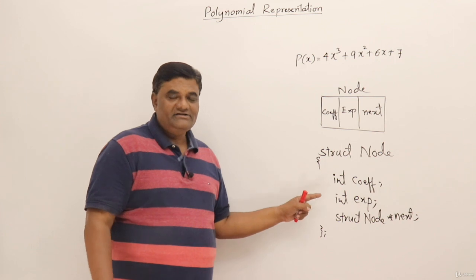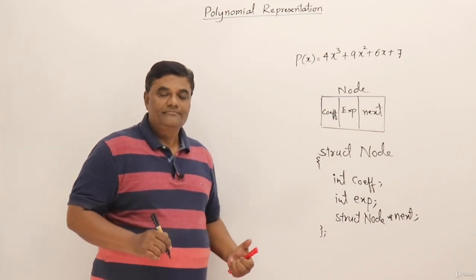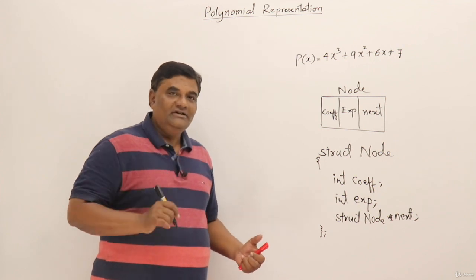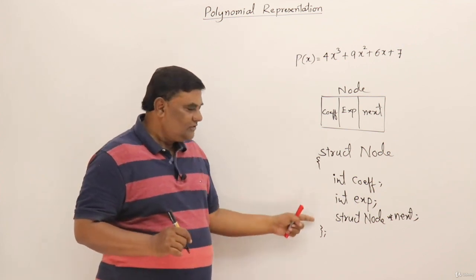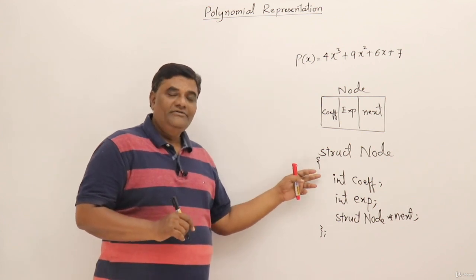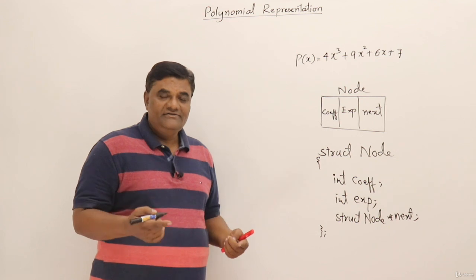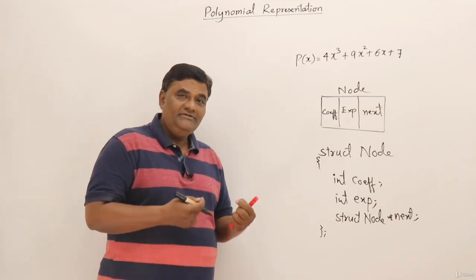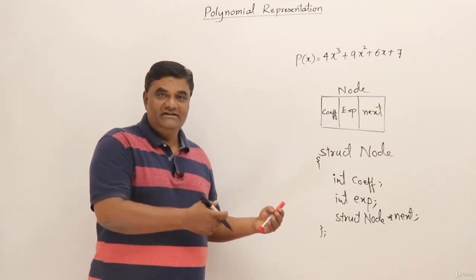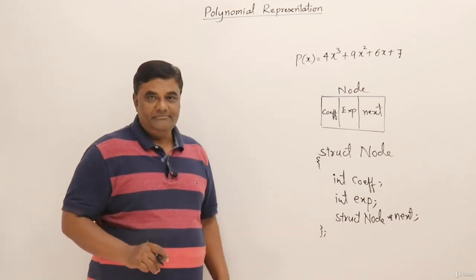See, I have taken integers. If you feel that coefficient is a float, you can take float also. Now one more thing you can observe. This is a node of a linked list and is having three members now: coefficient, exponent, and a pointer. So far, whatever the linked list we have studied, that time we were taking only one value. But now we are using a linked list. So based on the requirement, a node can have any number of data members.